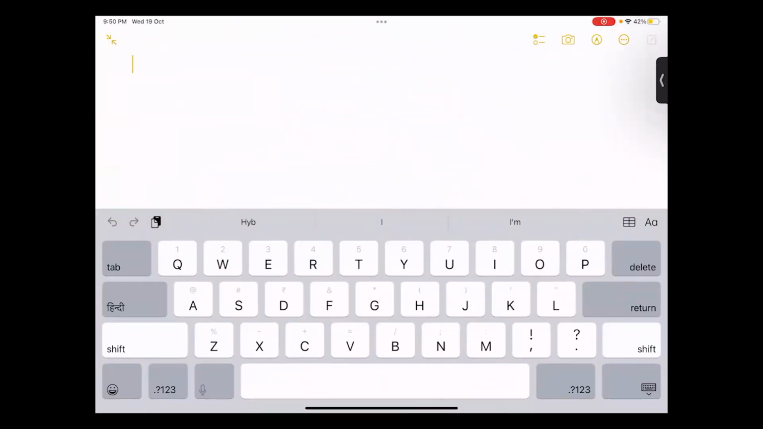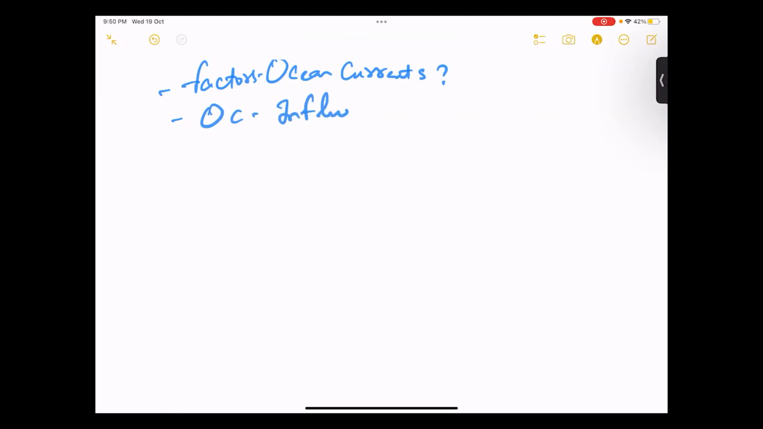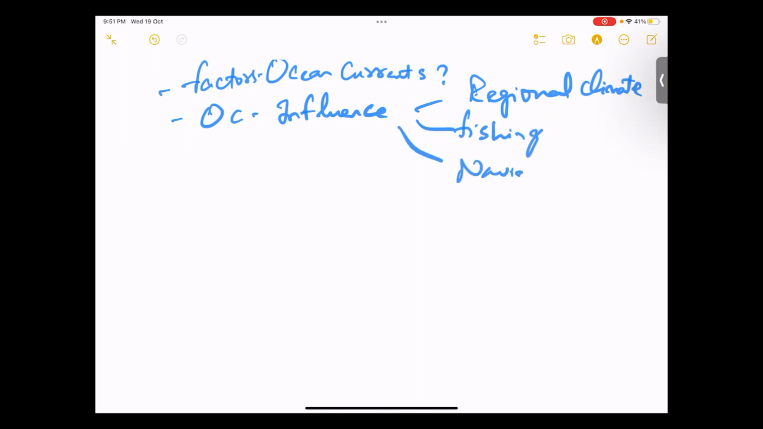So what is the question about? The question has many subsets. First, what are the factors responsible for ocean currents? In the second part, how do these ocean currents influence regional climate, fishing, and navigation? So this is how you have to break down the question.